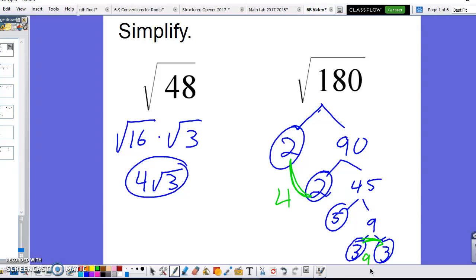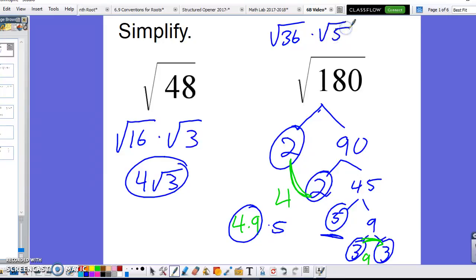So 4 is the same as 2 times 2. 9 is the same as 3 times 3. Okay? So I found 4 and 9, so what I need to do is multiply 4 times 9, and then notice I still have a 5 here, so times 5. So breaking down 180, I'm going to break it down into the square root of 4 times 9 is 36 times the square root of 5. Okay, once I do that, square root of 36 is 6 square roots of 5.